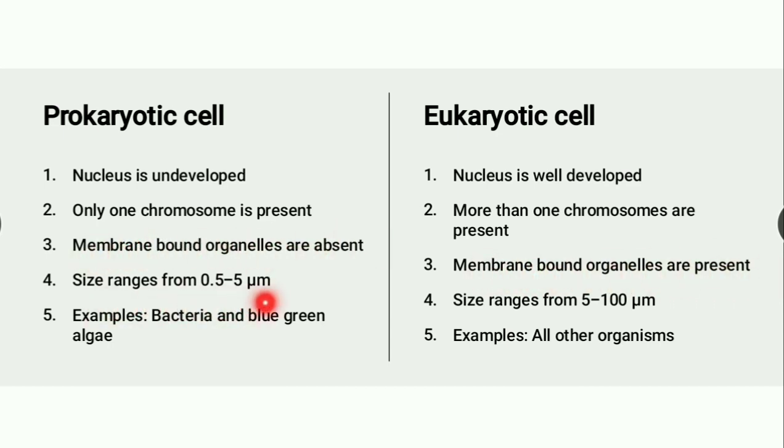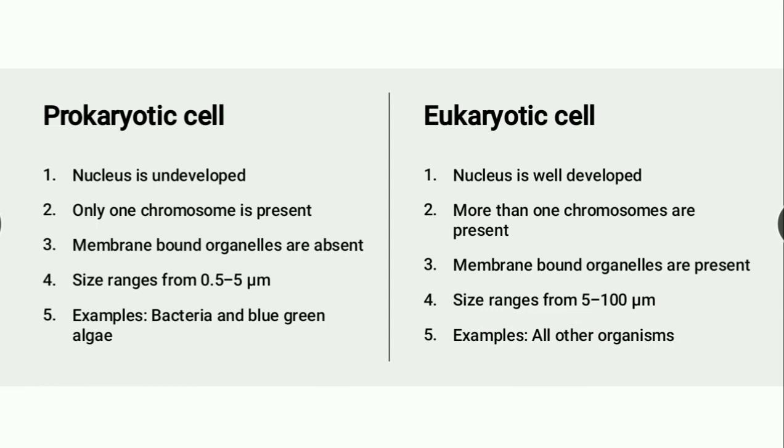What is the size of the cell? In prokaryotic cell it is 0.5 to 5 micrometer. But here, this is the size of the eukaryotic cell, which is bigger than prokaryotic cell. So this is the difference between eukaryotic and prokaryotic.